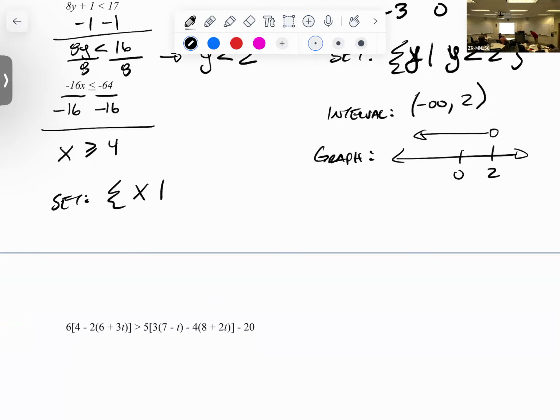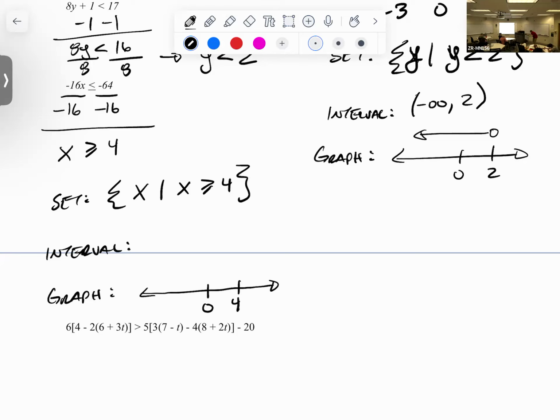Set builder: X such that X is greater than or equal to 4. Interval. Now be aware, I can do the interval notation before I make the picture. I just find that making the picture helps with the interval notation a little bit. All right, so 4 is our important number.